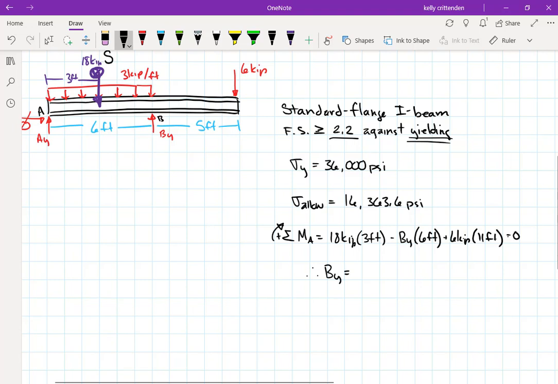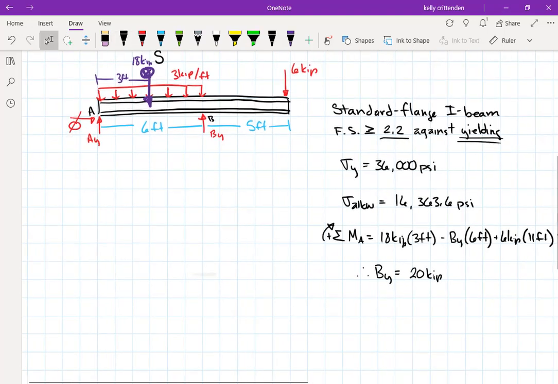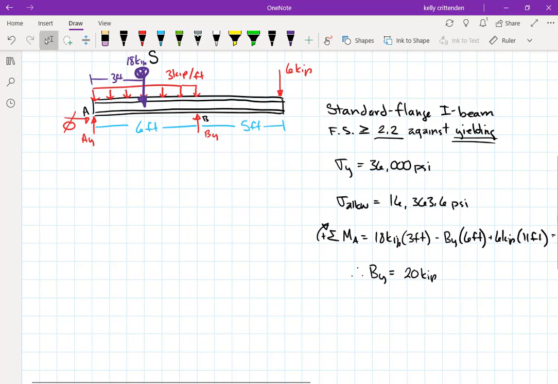Let's see, 18 times 3 plus 6 times 11 and divide by 6, 20. So 20 kips for the reaction at BY, and then we can do summation of forces in the Y direction to get a value for AY.